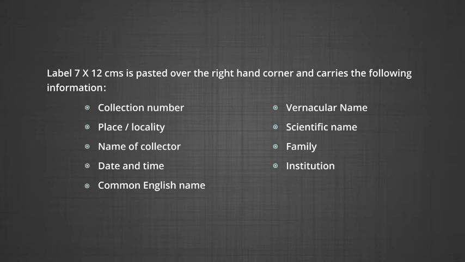The heavy parts of plants like seeds and fruits are put in packets and attached to the sheet. A label, 7 by 12 centimeters, is pasted over the right hand corner and carries the following information: collection number, place or locality from where the specimen has been collected, name of the collector, date and time of collection, common English name, vernacular name, the scientific name, family and the institution.